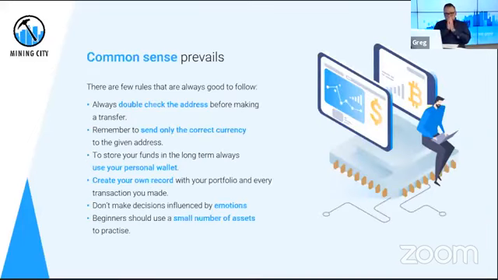Now that you know the risks involved here, there are a few tried and tested practices that you should always keep in mind while trading. First of all, before making transactions, always double check the addresses of the recipient, amount of assets, and the transaction fee. Please always remember to send correct currency. For instance, sending BTC to an Ethereum address will result in a loss of coins.